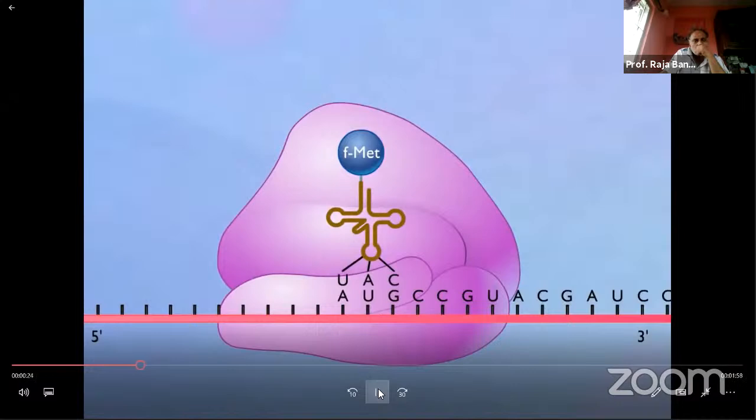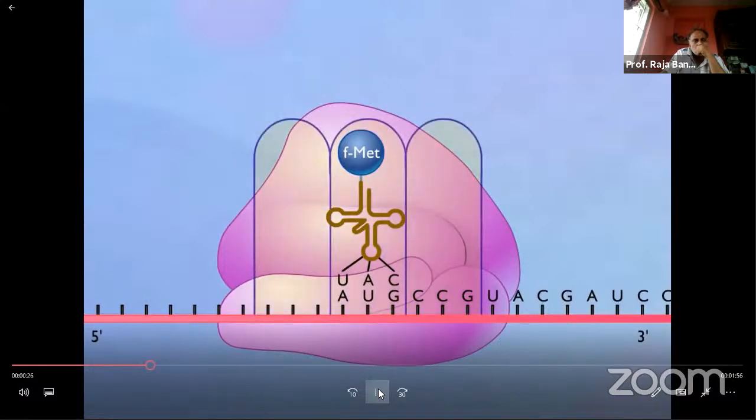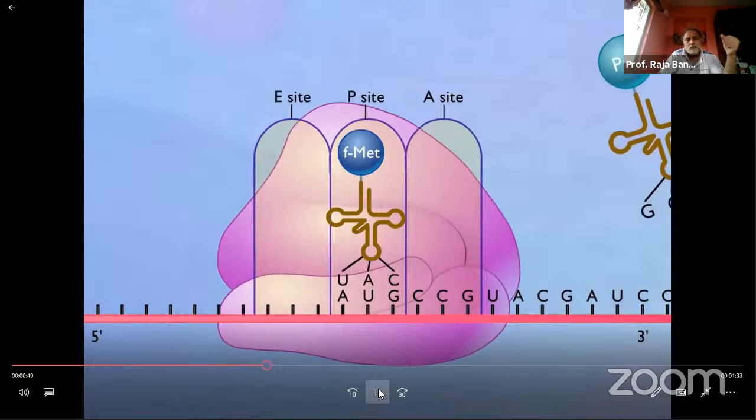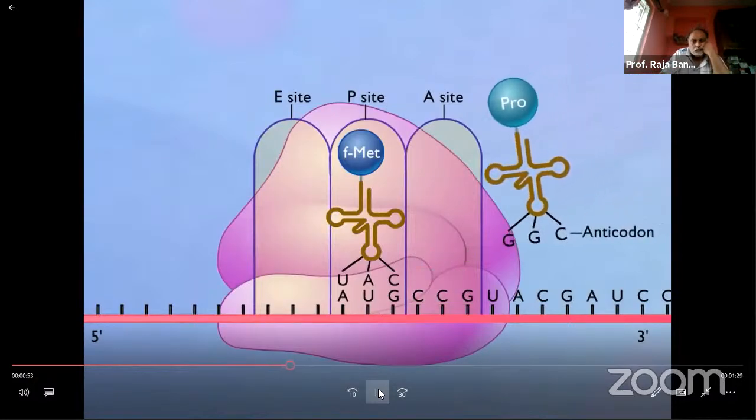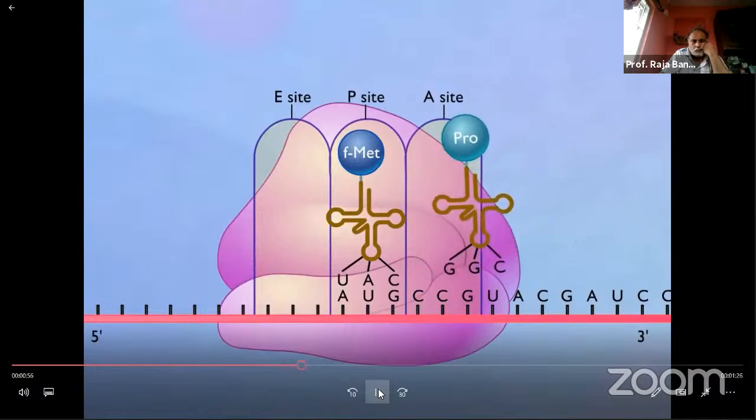The 70S ribosome has two sites to which transfer RNA carrying amino acids combine. One is called the peptidyl or P site, and the other is called the acceptor or A site. There is also a third site called the exit or E site, where transfer RNAs are released. The initiating transfer RNA carrying formyl methionine binds to the P site. A transfer RNA that recognizes the next codon and carries the second amino acid then moves into the A site.